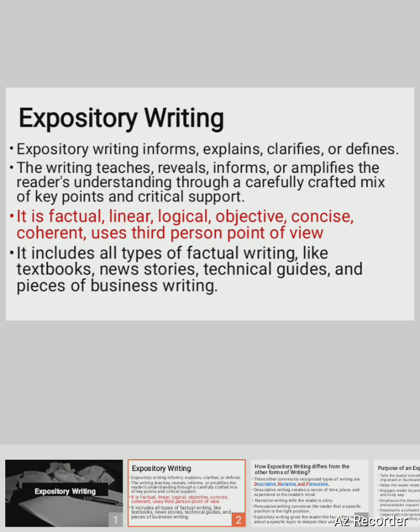And it defines things in a logical way, in a factual way, in a coherent way. What is coherent? Coherent means ideas are mutually interlinked. It is concise, and it usually uses third person point of view. By third person point of view I mean third person pronouns like he, she, it, they.